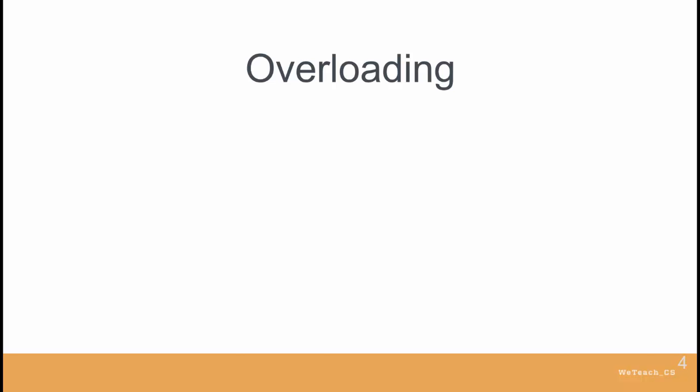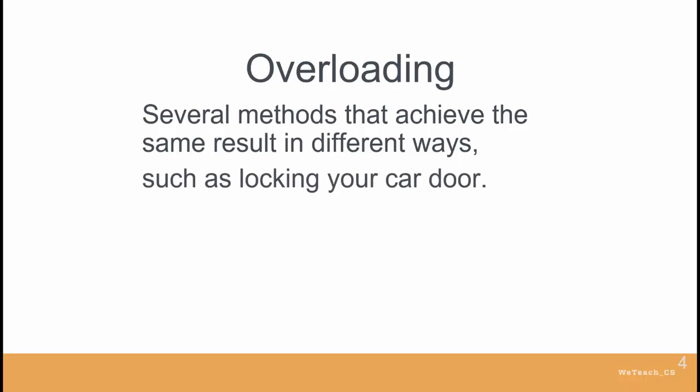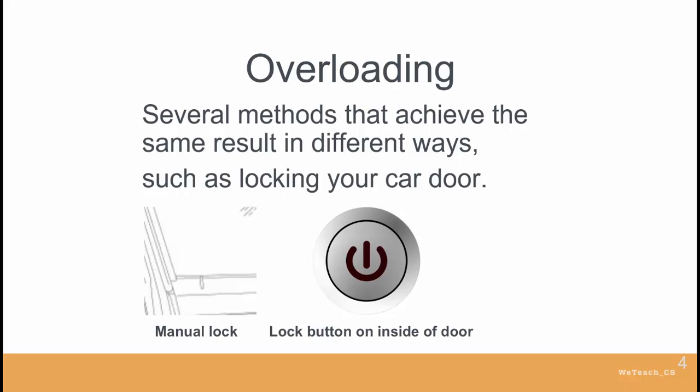The idea refers to how an object can own certain processes that are identical in function, but accomplish this function in different ways. For example, when you lock your car door, there may be three different ways to do this. Manually push down on the lock, push the lock button located on the inside of the door, or use the lock button on the remote. All do the same thing, but in different ways. This type of polymorphism is called overloading.